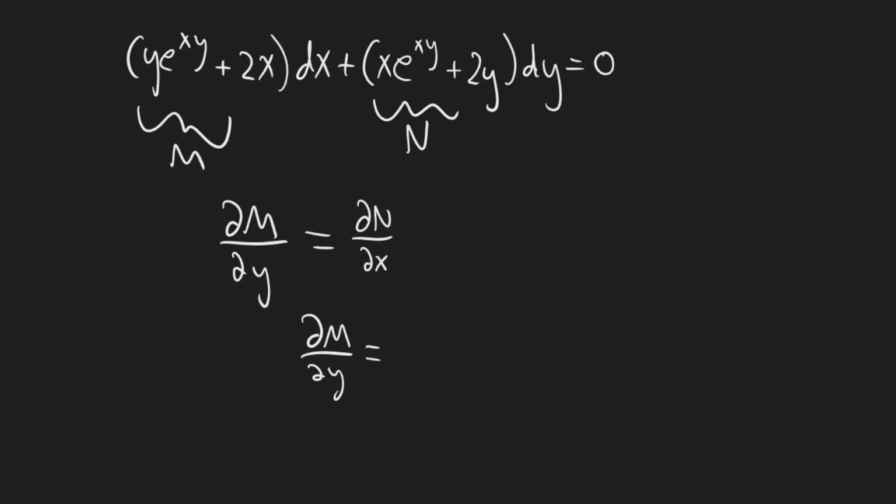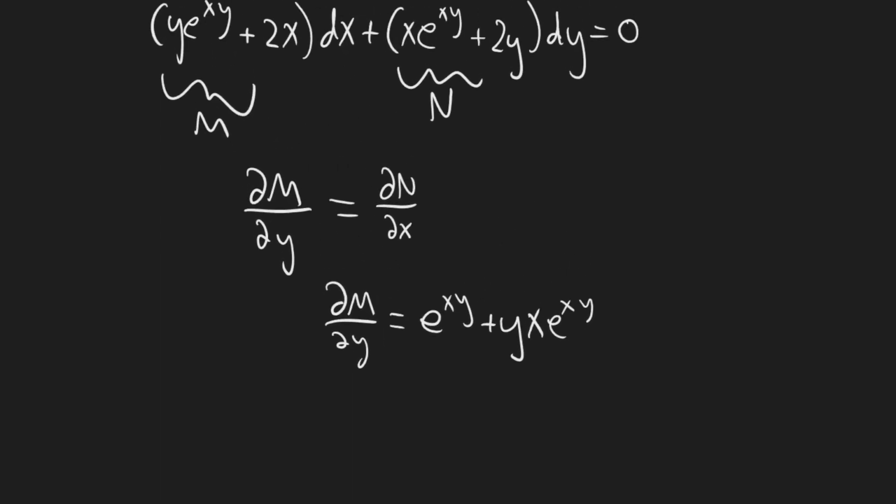All right, so this looks like it's going to be a product rule right off the bat. So first of all, this is going to be 2 terms. It's the product rule. So I'm going to start by taking the derivative of y. So this is going to in turn be 1 times e to the xy plus y times the derivative of e to the xy with respect to y. So that's just going to be x e to the xy, and then the 2x totally disappears because we treat x as a constant.